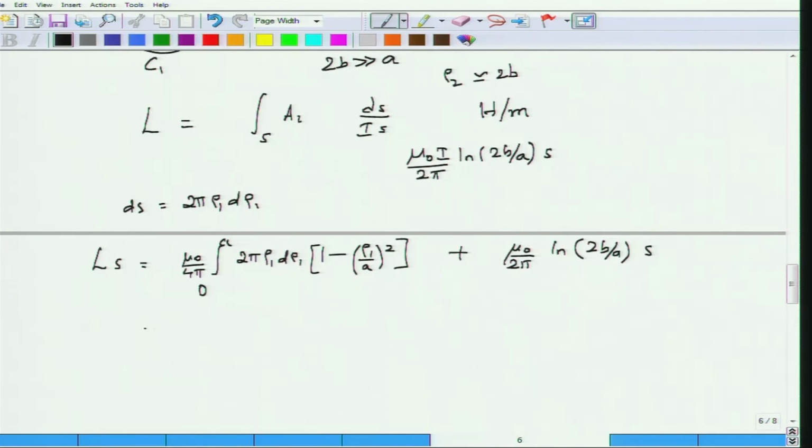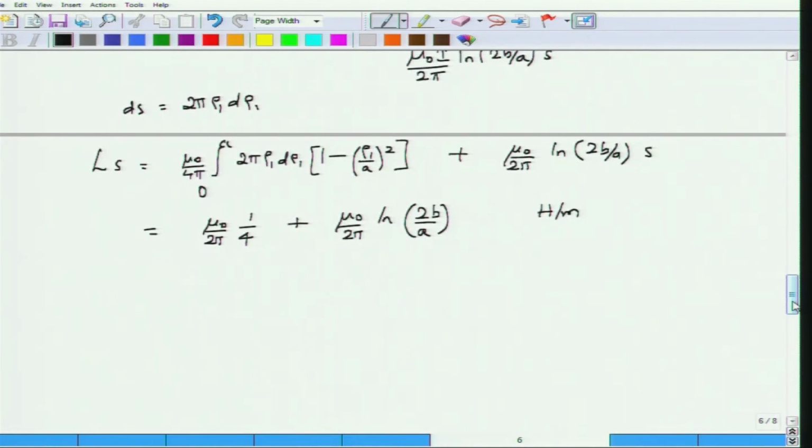So, if you evaluate this left hand side integral, you will see that this will be equal to 1 by 4, mu 0 by 2 pi, from mu 0 by 4 pi it becomes mu 0 by 2 pi, and then there is 1 by 4 plus the second term, which is mu 0 by 2 pi log of 2b by a Henry per meter. This is the inductance of this parallel 2 wire line with finite cross sectional areas.